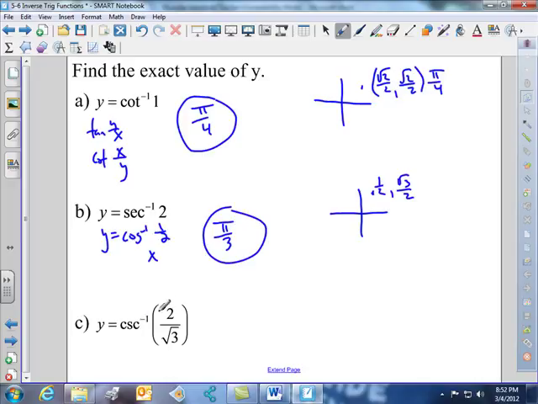Likewise here, where the cosecant is 2 over radical 3, well, the cosecant is the reciprocal of sine. So let's find where the sine of an angle is radical 3 over 2. That actually is the same as this coordinate right here. We're looking for the y value to be radical 3 over 2. And that happens again at pi over 3.